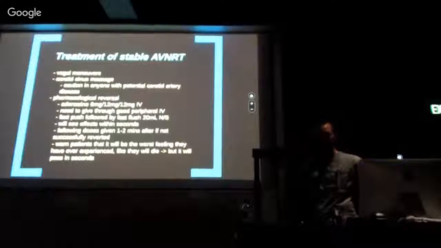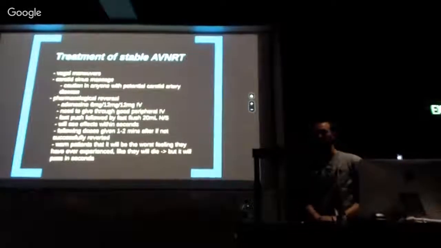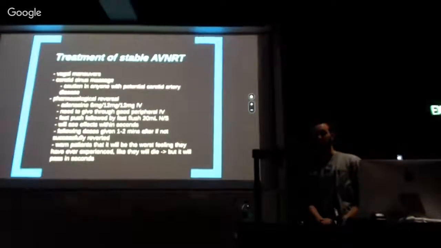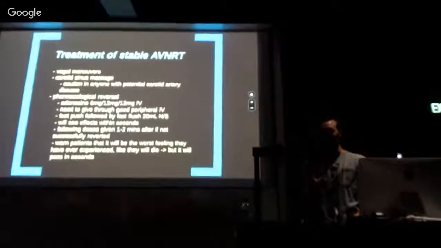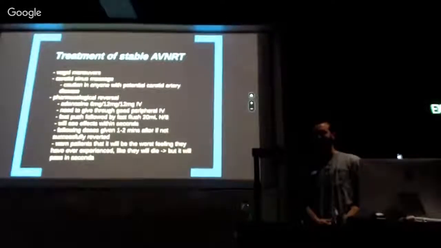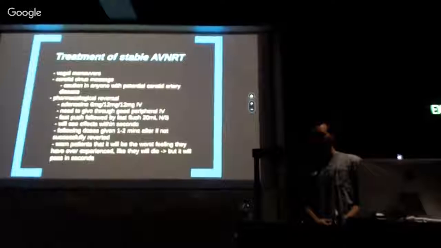Treatment of SVT. Vagal maneuvers, good. How do you make someone do a vagal maneuver? Blowing on their thumb. Yeah, that'll work. Get them to blow on their own thumb. Yeah, not your thumb, that's really weird. Or blow on a syringe, yeah. Carotid sinus massage, yeah.